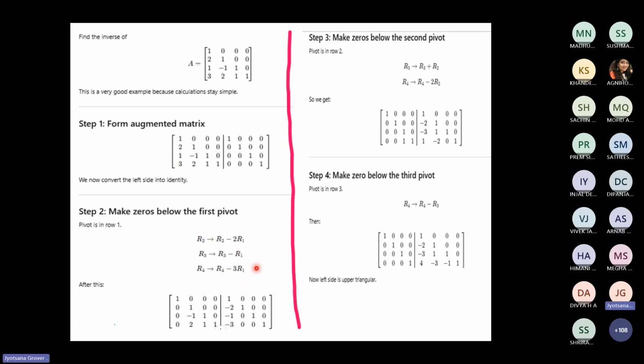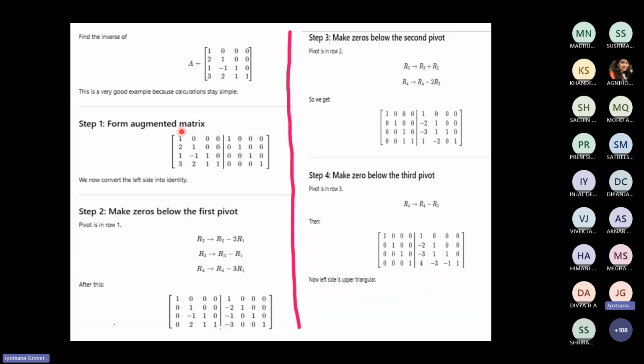See, we have traditional methods of calculating inverse that you have learned in 9th, 10th. But the computations are very complex, and you need to remember the formulas. But once you know how to calculate REF, you can solve many things. That's the stress point. Okay, make zeros below the first.